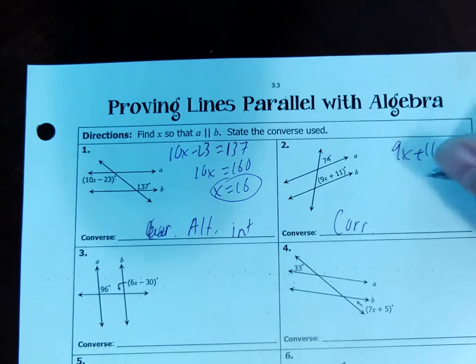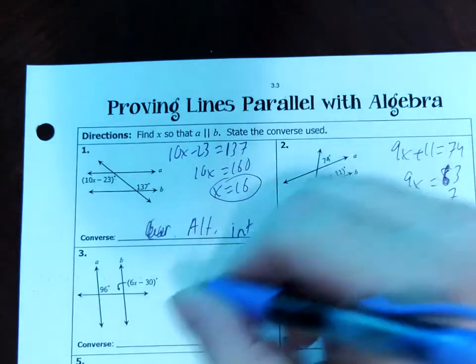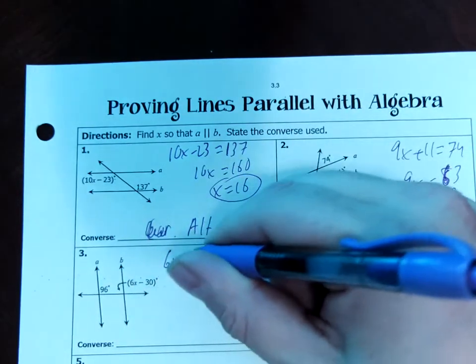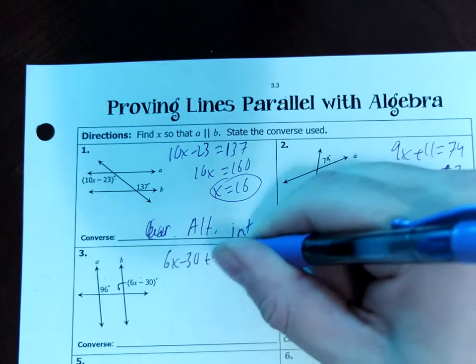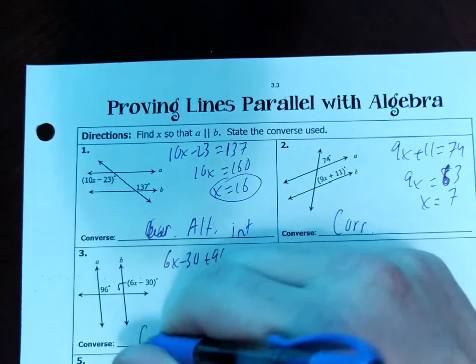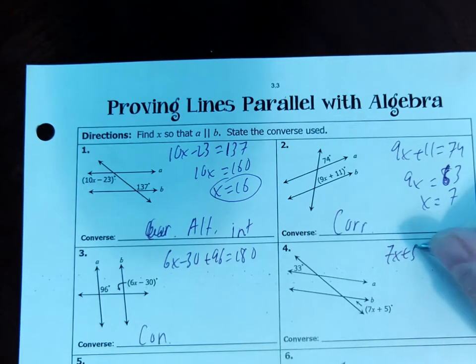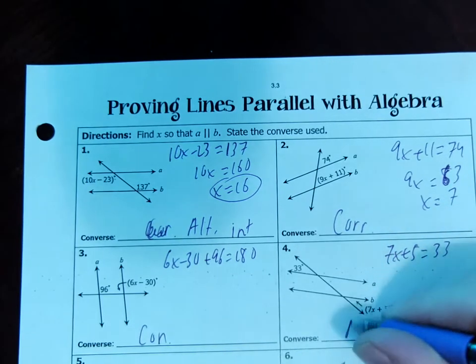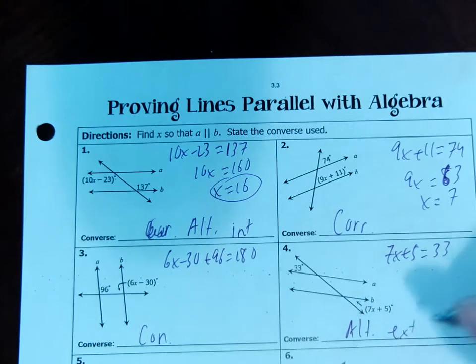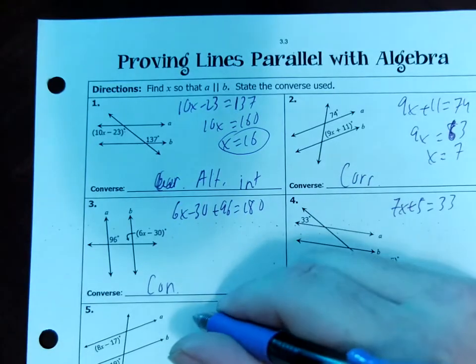So I'd add 11 there. 9x equals 80. So I subtract 11. 63. X is 7. These would be supplementary. So I'd have 6x minus 30 plus 96 equals 180. Those are consecutive. These would be equal. 7x plus 5 equals 33 because of alternate exterior. Alternate exterior.